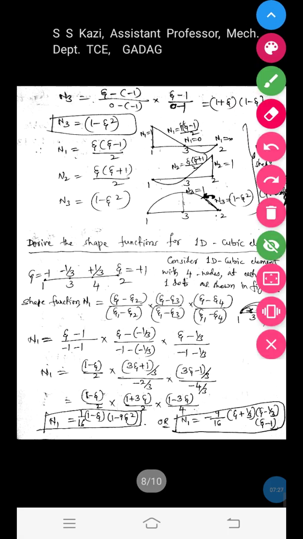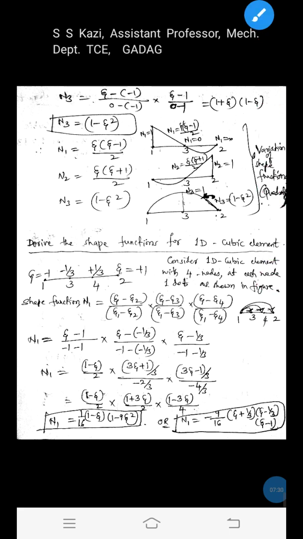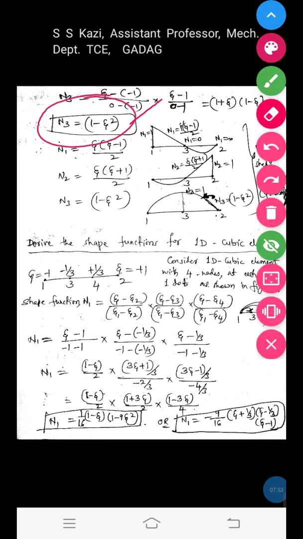Okay, now we will discuss this. Here N3 we got zeta minus of minus 1 divided by plus 1, times zeta minus 1 divided by minus 1. I will write this as 1 plus zeta, and this as minus of zeta minus 1, which is 1 minus zeta. 1 plus zeta into 1 minus zeta is of the form a plus b into a minus b. We will get 1 minus zeta square. The shape function N3 we got is 1 minus zeta square.